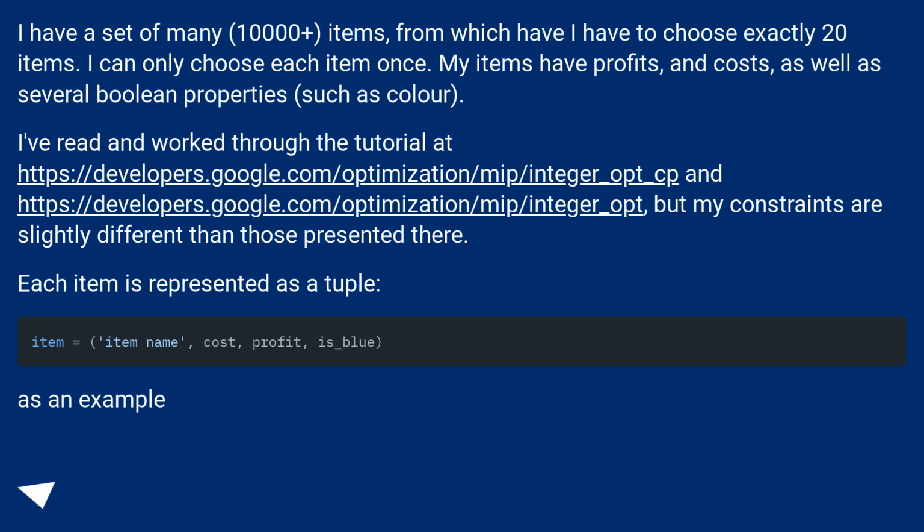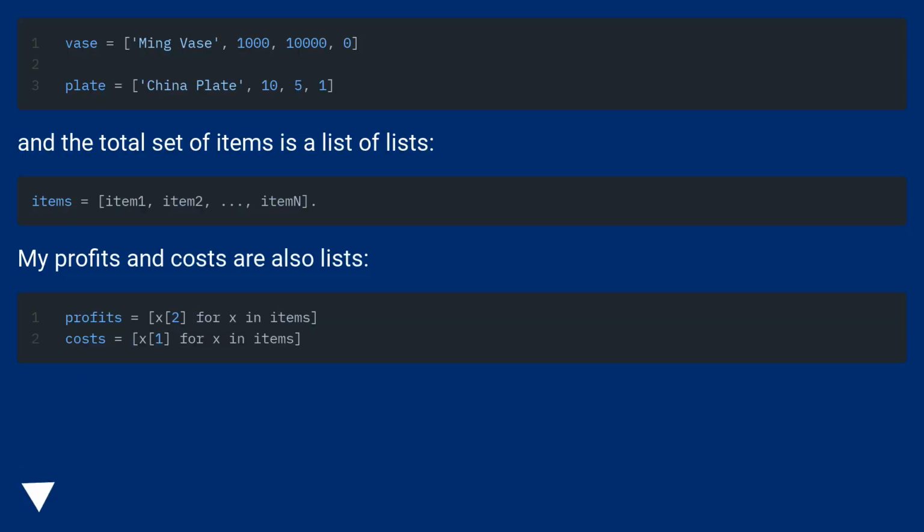I've read and worked through the tutorial at this URL and this URL, but my constraints are slightly different than those presented there. Each item is represented as a tuple. As an example, and the total set of items is a list of lists. My profits and costs are also lists.